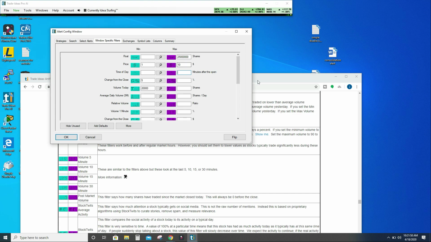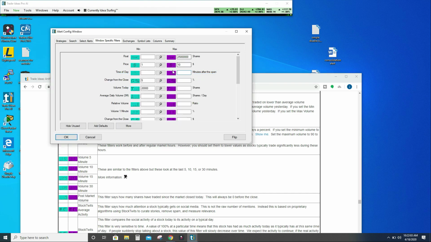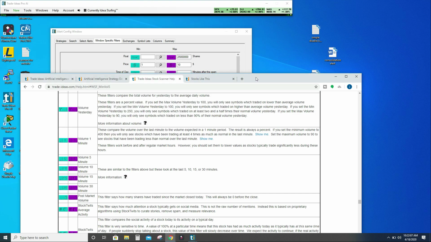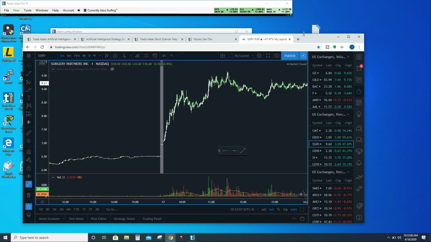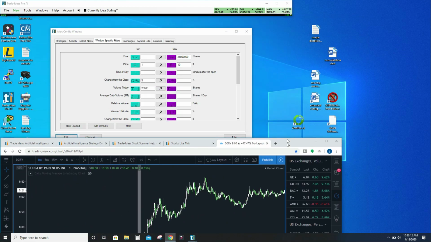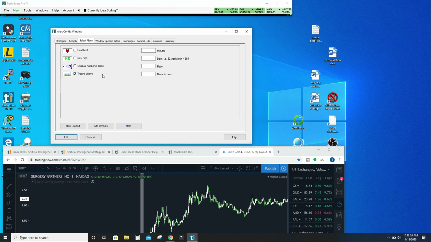Now, here's a really cool feature that I love about Trade Ideas. Again, you don't really have to know what to look for because they give you this tool right here. It's called Stocks Like This. So I want to go to my charting platform here and show you how this cool tool works. Let's say this is all foreign to you. You don't know what the float is or the change from the close. You don't know what alerts to pick, but you have a certain strategy in mind.